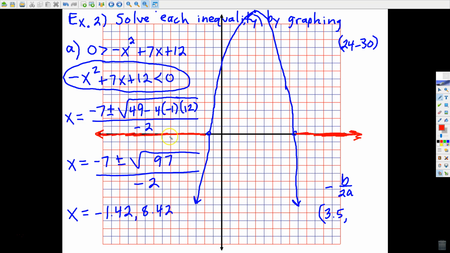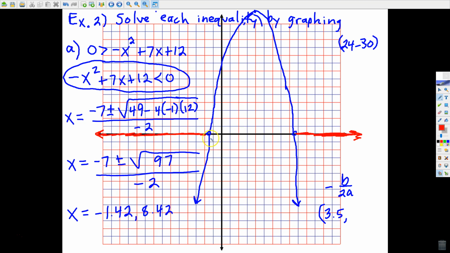Yes? Does it matter if the lines are dotted? Well, in this case, they won't be. The only thing that will be open or closed, since when you've got 0 involved, are the actual x-intercepts. That's a good question. Okay, you with me so far?